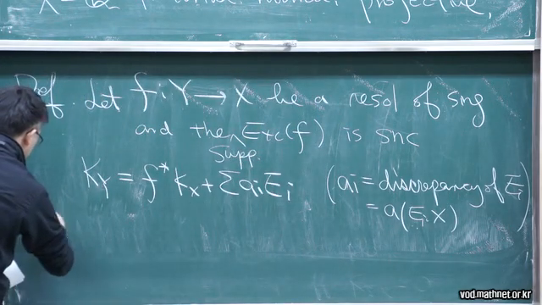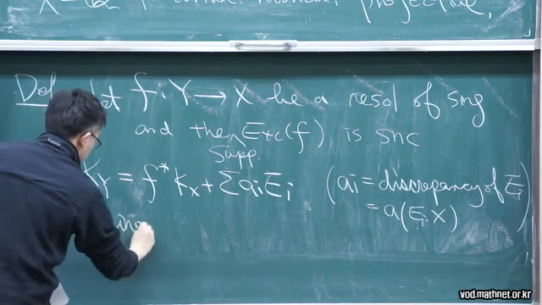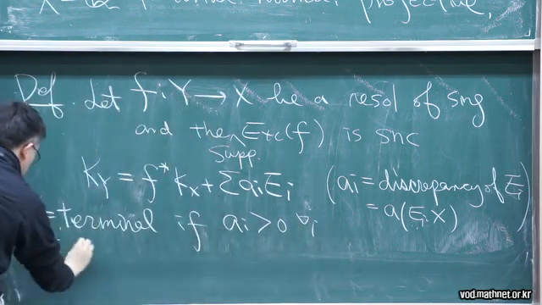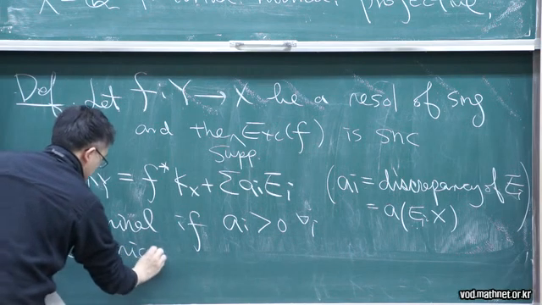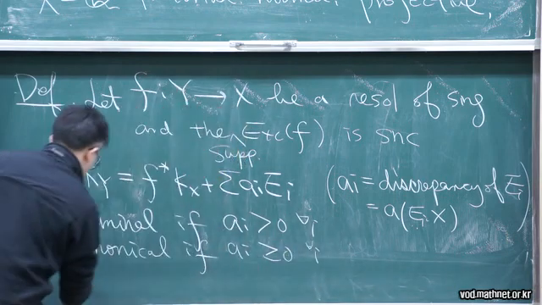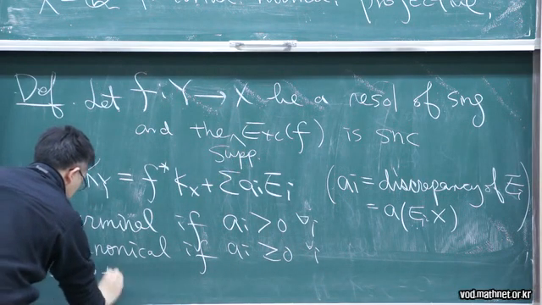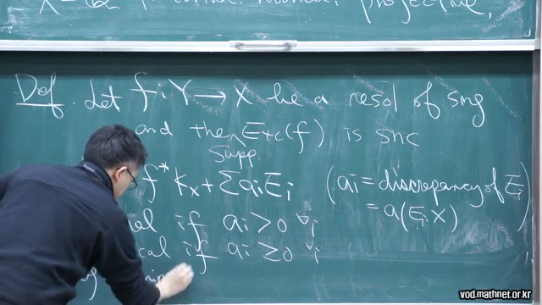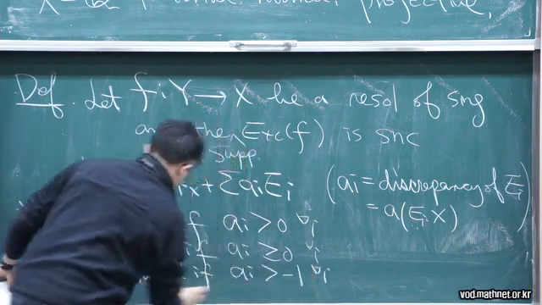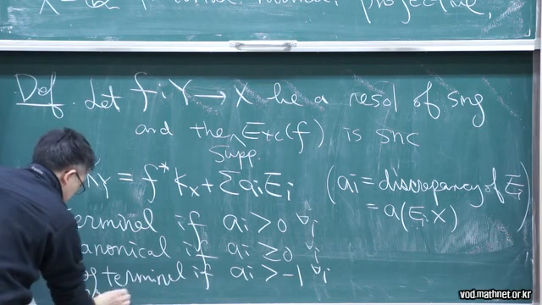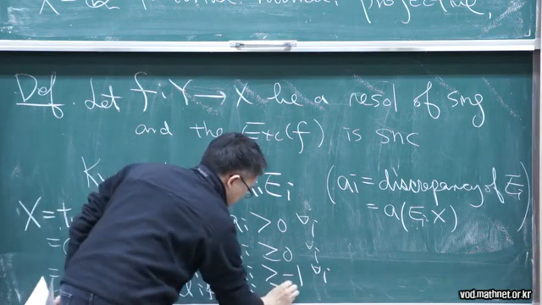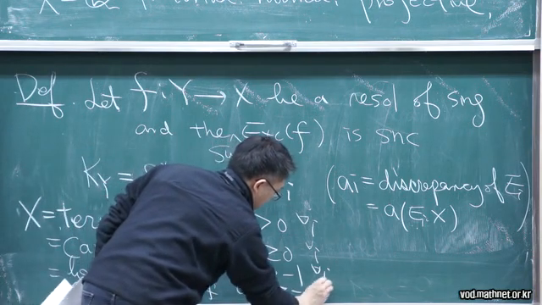And we say X is terminal if a_i is positive for all i, canonical if a_i is non-negative for any i, log terminal if a_i is greater than -1, and log canonical if a_i is greater than or equal to -1 for any i.